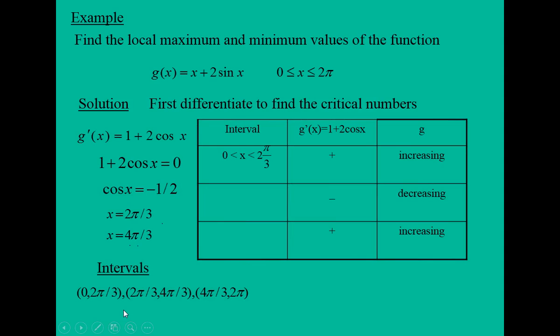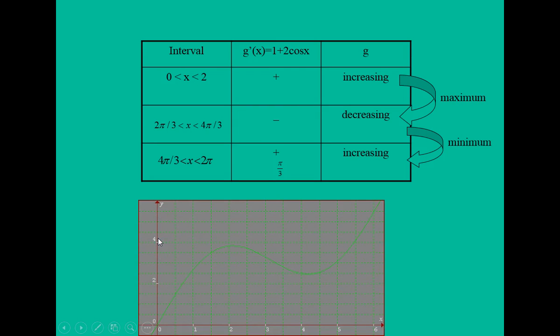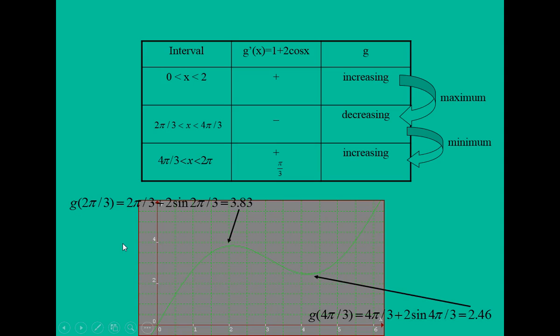And here's the table that shows where the derivative is increasing or decreasing and the intervals. And then we could analyze this to determine if we have local maximums or local minimums. Here's our graph, and we can see that at the values we found, 2 pi by 3 and 4 pi by 3, we have our local max and local minimum.